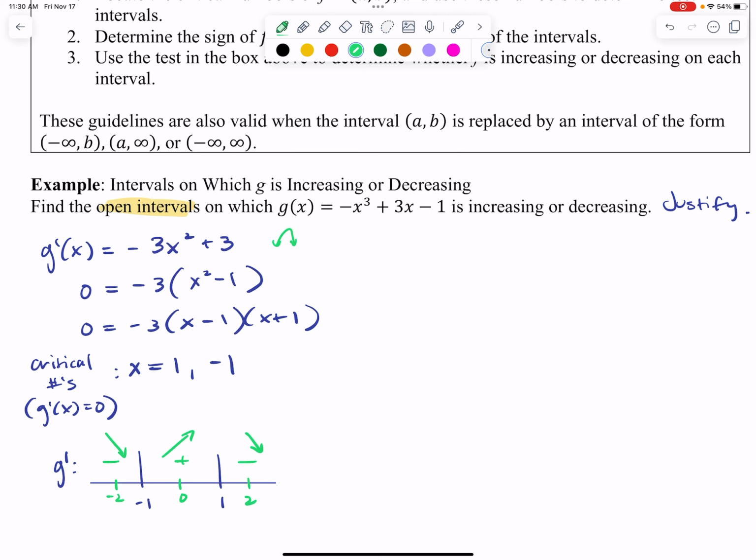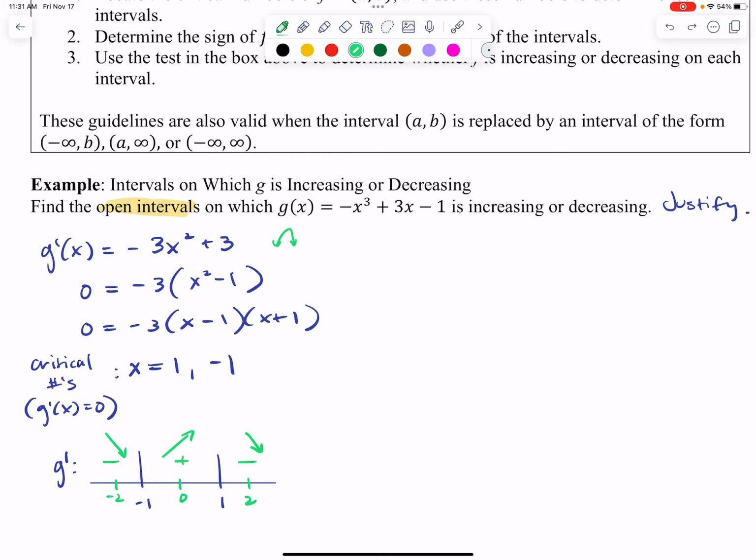And based on our knowledge of the graph of g of x, if we were to connect and make that into a curve, that has the right end behavior, and that does look like a cubic, right?